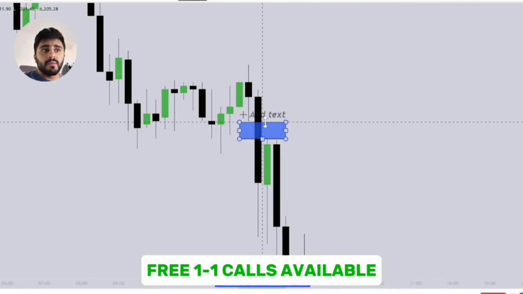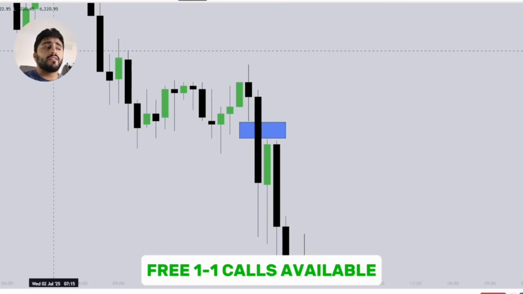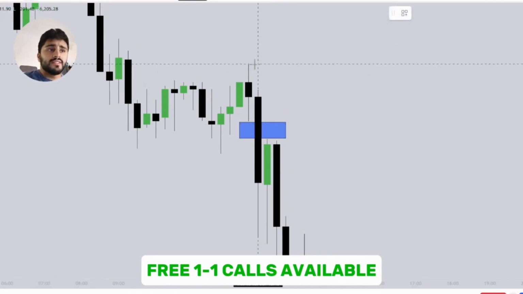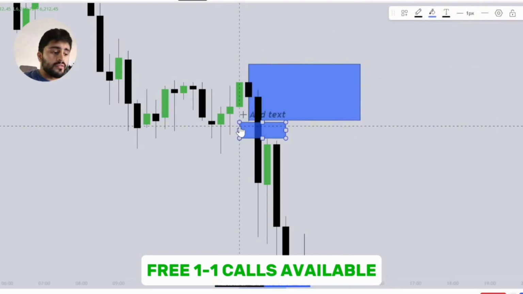Now, I often get questions about my point of interest. I don't trade directly inside of the fair value gap. I use the fair value gap to dictate where my key levels are going to be. Where are my supply and demand zones? In this case, and in every other case, I take the candle before the fair value gap.